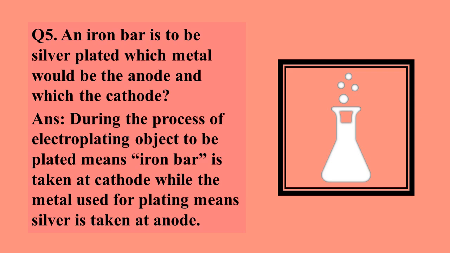Question number 5 from think tank. An iron bar is to be silver plated. Which metal would be the anode and which the cathode? The answer is that during electroplating process, the object which is to be plated, means iron bar, is taken at the cathode, while the metal used for plating, means silver, is taken at the anode.